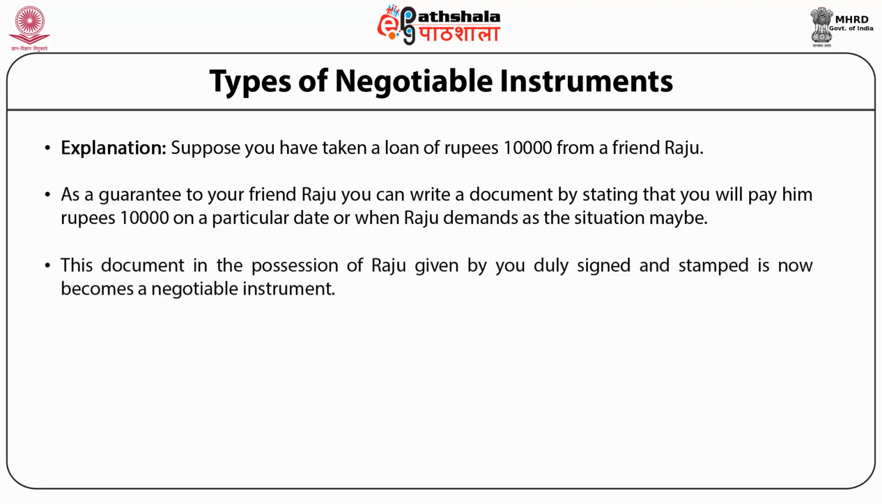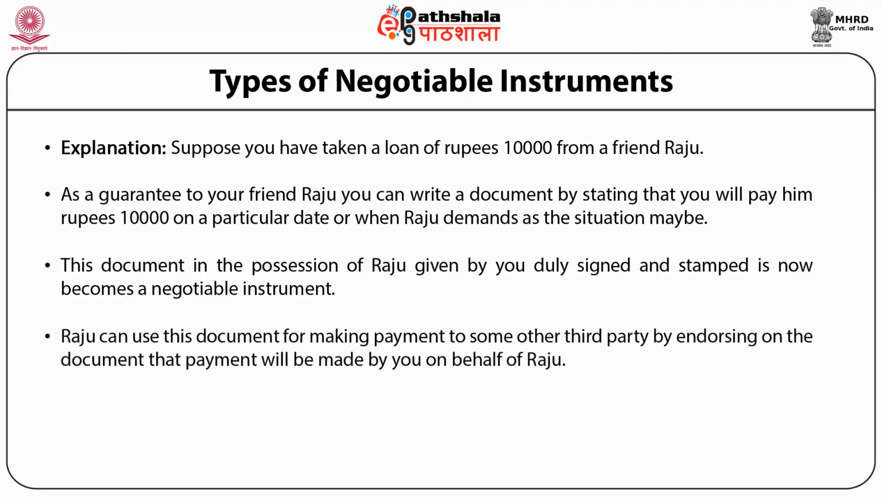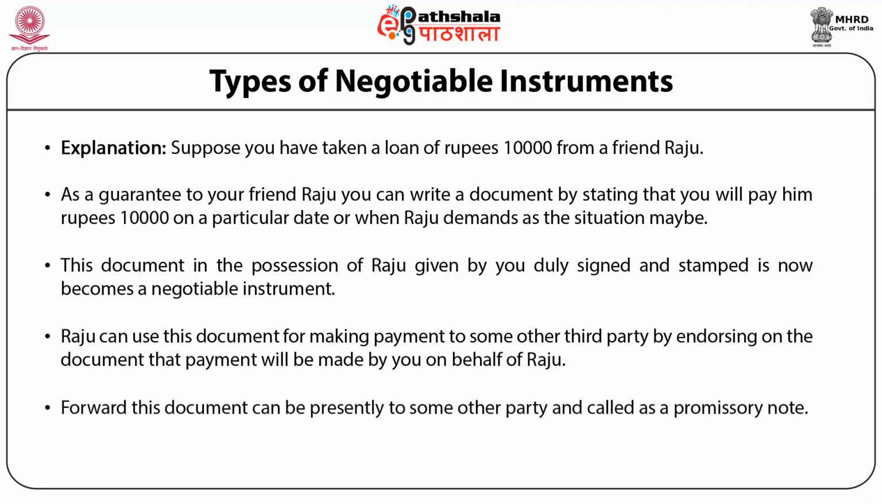This document, in the possession of Raju, given by you, duly signed and stamped, now becomes a negotiable instrument. Raju can use this document for making payment to some other third party by endorsing on the document that payment will be made to you by Raju on my behalf. Further, this document can be presented to some other party and is called a promissory note.